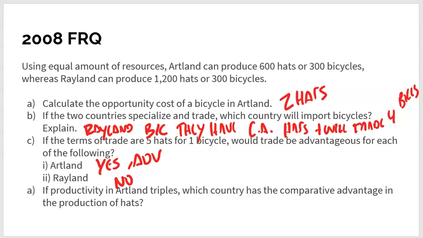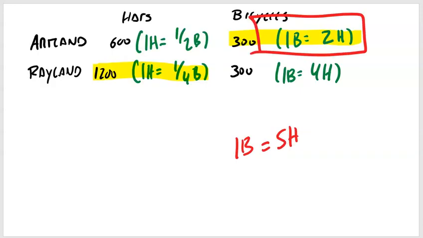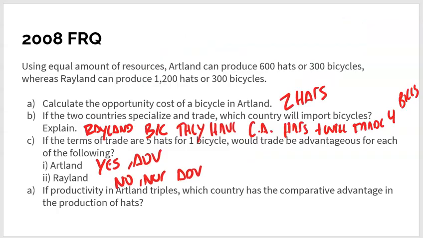Rayland, no, not advantageous. Why? Well, here, Rayland can produce by themselves 1 bicycle and they're only giving up 4 hats. But if the terms of trade are 5 hats, that means that they would rather just produce it themselves. Because now the opportunity cost of producing a bicycle is less, 4 is less than 5. And because of that, it is not advantageous for Rayland.